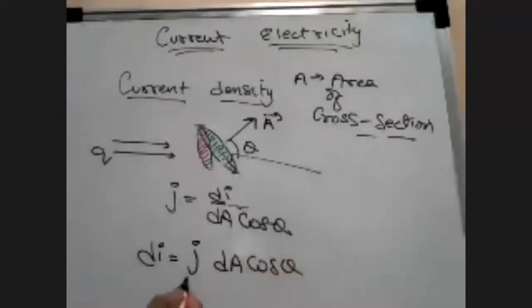And you can see that the current density here is a vector. Area also is a vector. So I can write it in terms of vectors. Here, when the area is slightly tilted, we are considering the electric field which is making an angle with the area vector.